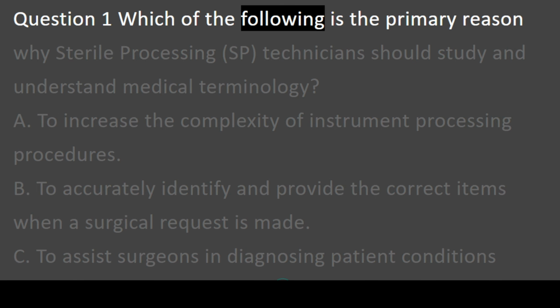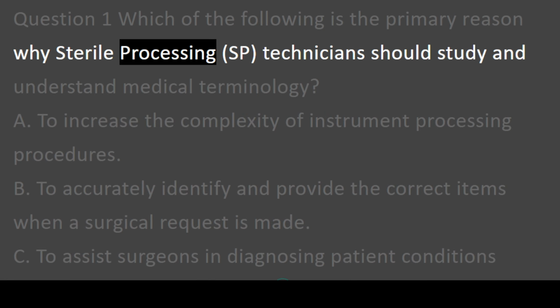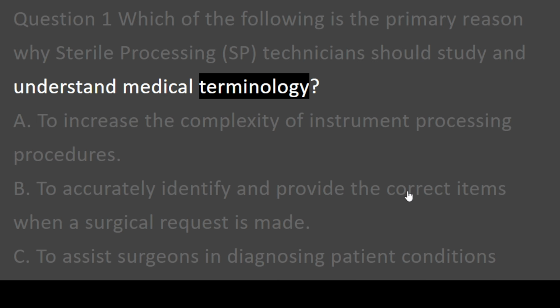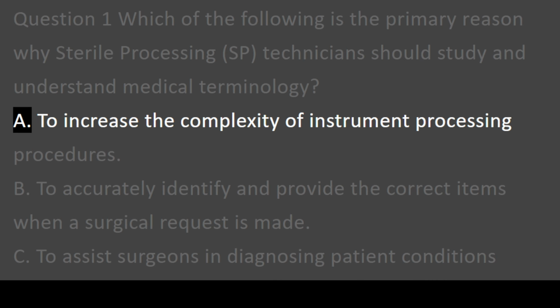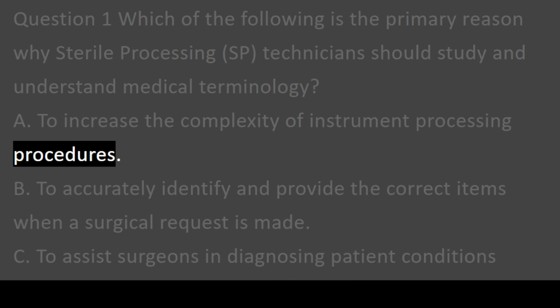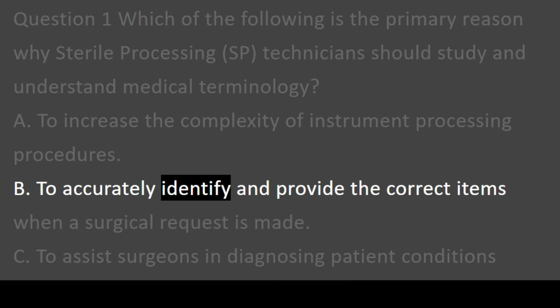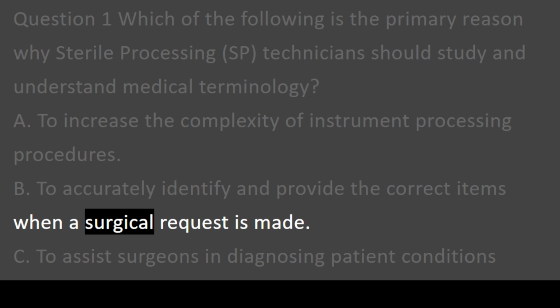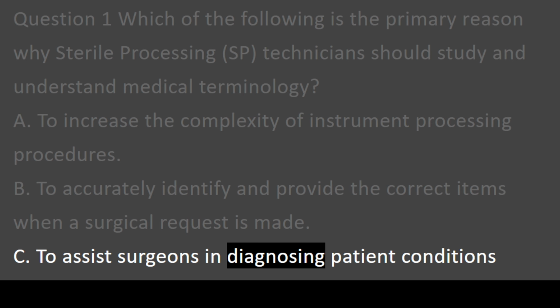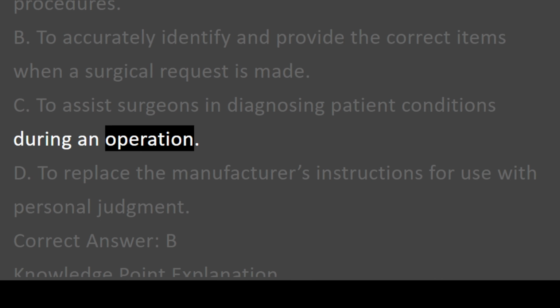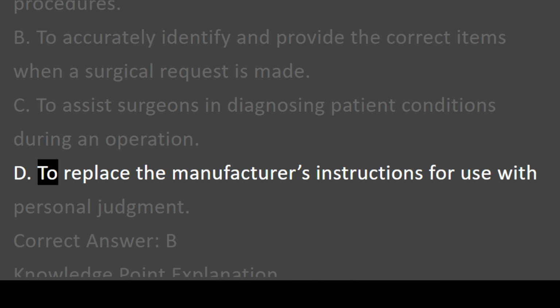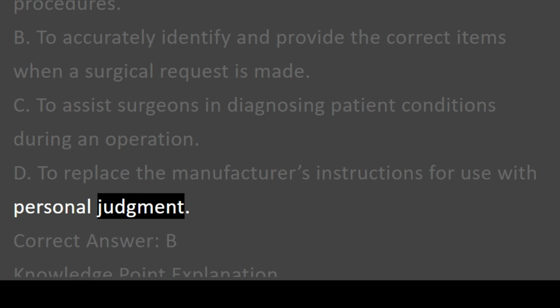Question 1. Which of the following is the primary reason why sterile processing, SP, technicians should study and understand medical terminology? A. To increase the complexity of instrument processing procedures. B. To accurately identify and provide the correct items when a surgical request is made. C. To assist surgeons in diagnosing patient conditions during an operation. D. To replace the manufacturer's instructions for use with personal judgment.